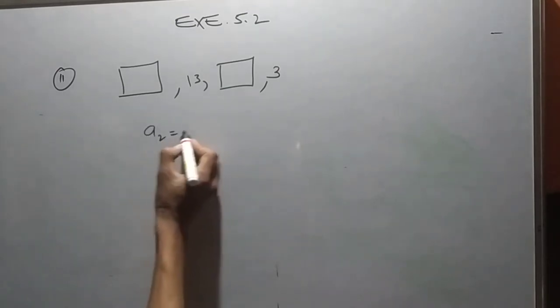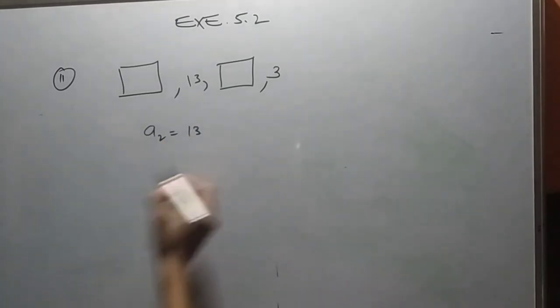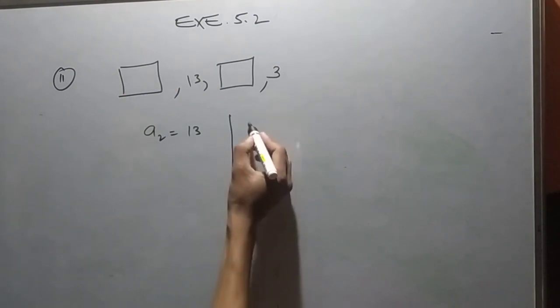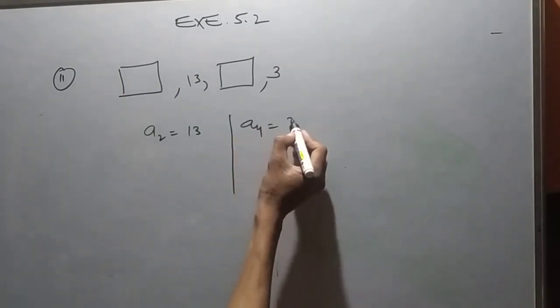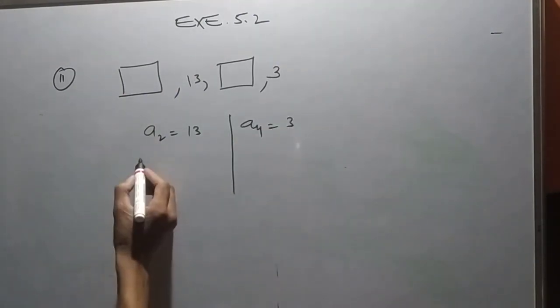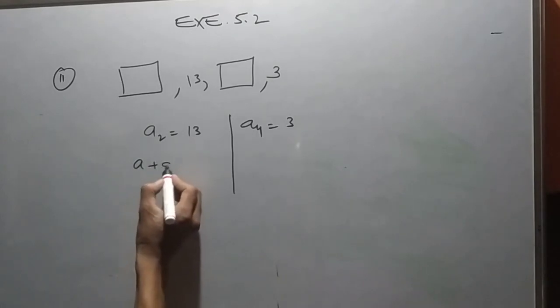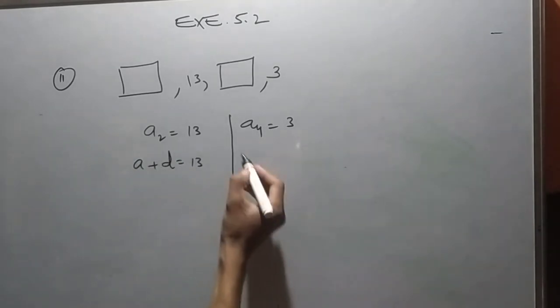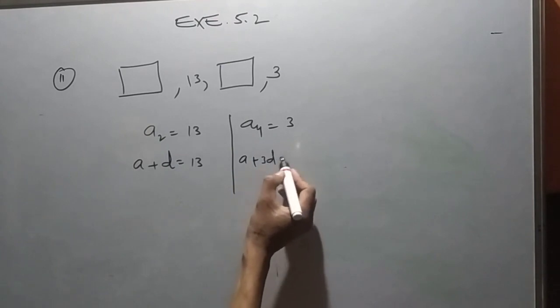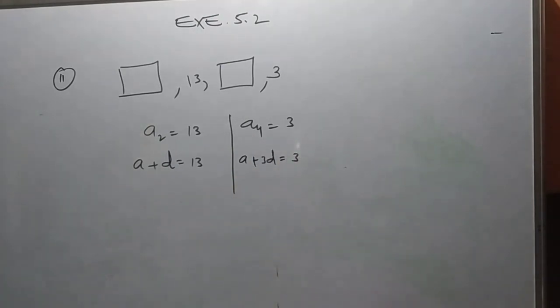So we have a2, which is 13, and a4, the fourth term, which is 3. a2 is a plus 1d, so a plus d equals 13. a4 is a plus 3d, which equals 3. These are the formulas for term 2 and term 4.